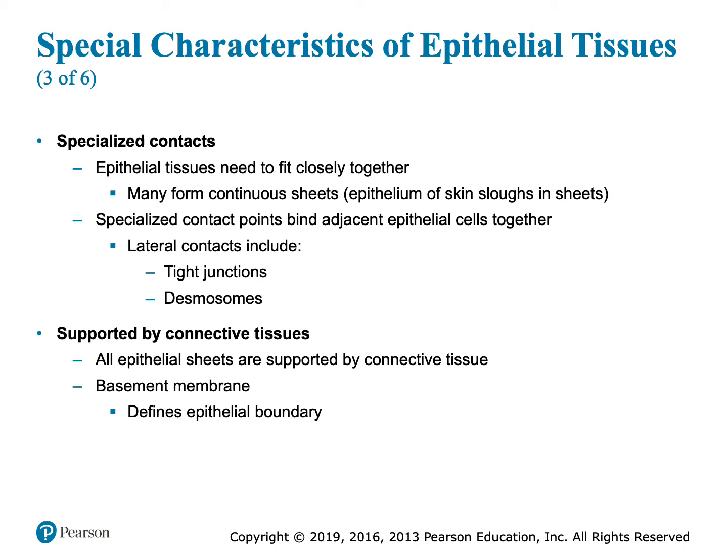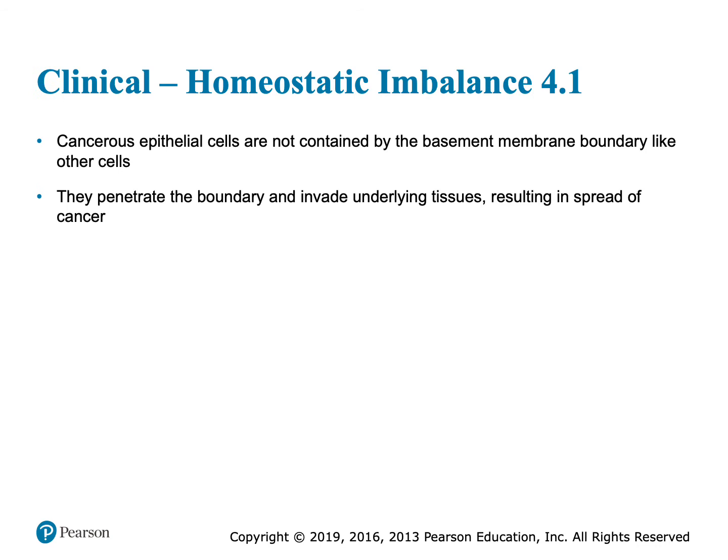And then again, underneath epithelial tissue is connective tissue, because connective tissue is going to have the blood supply. Those tiny little capillaries are hanging out in that connective tissue and making sure that the epithelium gets whatever nutrients it needs. Cancer cells break the rules. Cancer cells break through that basement membrane and start to invade other areas.